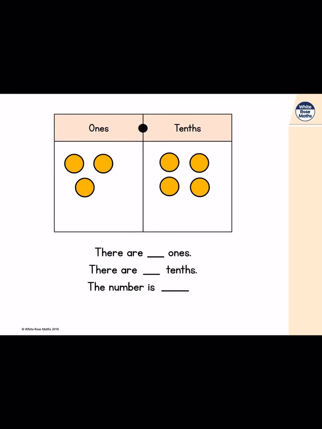This number is a little bit different. This time there are 3 ones and there are 4/10. So we write this number as 3.4. 3 to represent the ones and 4 to represent the tenths after the decimal point.